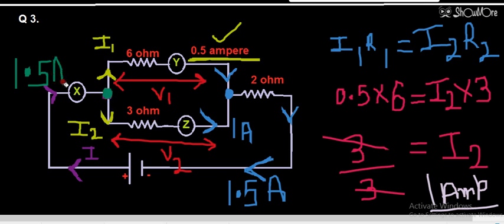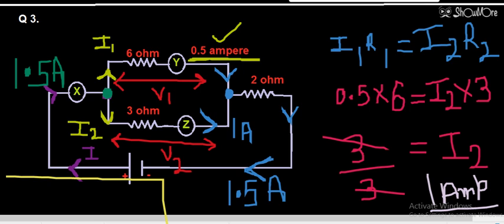So now students, we got all the answers, but still something is pending. If we have to find the battery voltage, that is pending. So now you can note down three things. I am writing the three things step by step here.